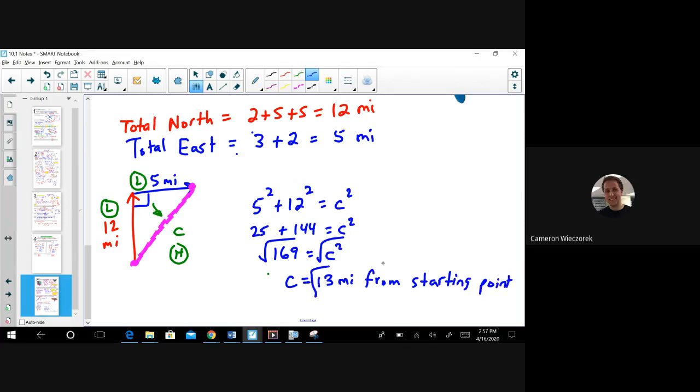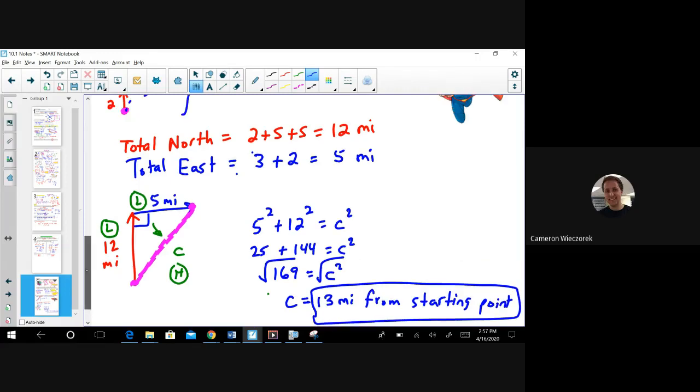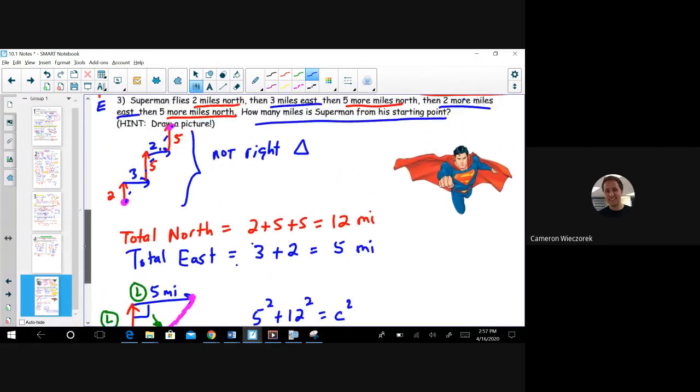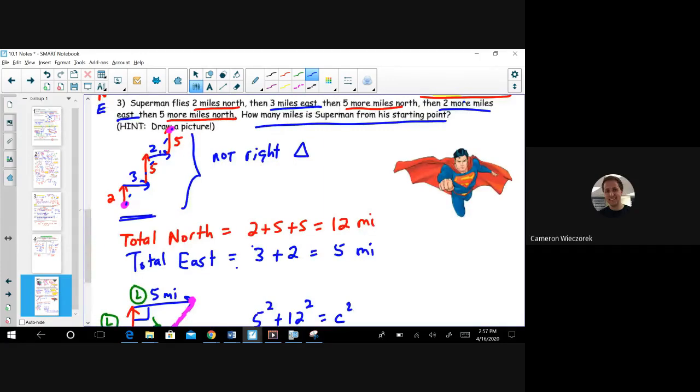So if you see directions that are the same thing, like if you see a bunch of norths or a bunch of easts, you can collect them together and make your own triangle instead of having the staircase pattern that looks more confusing.